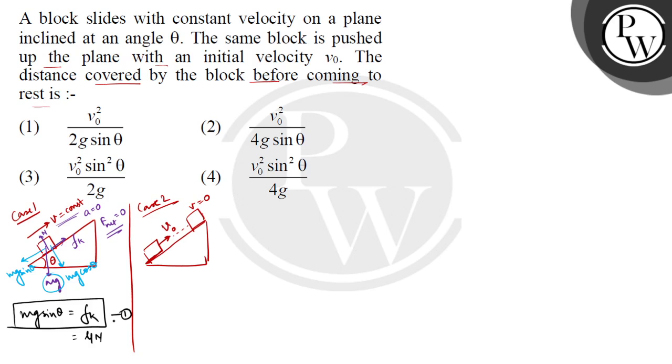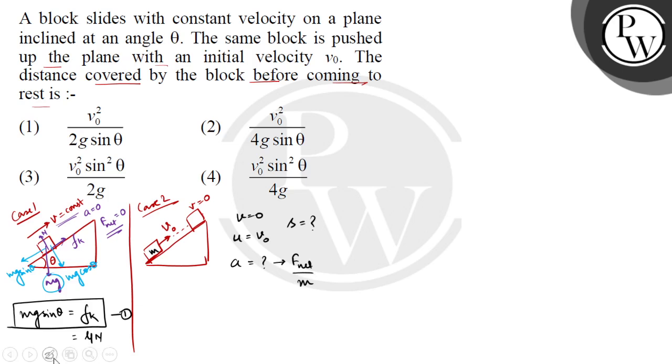Let's come to case 2. In case 2 we have the final velocity 0, initial velocity v0. एक्सेलरेशन यहाँ पर क्या होगी, डिस्टेंस हमें निकालना है. सो एक्सेलरेशन विल बी द जो नेट फोर्सेस लग रहे हैं अलोंग द इंक्लाइन डिवाइडेड बाय द मास.